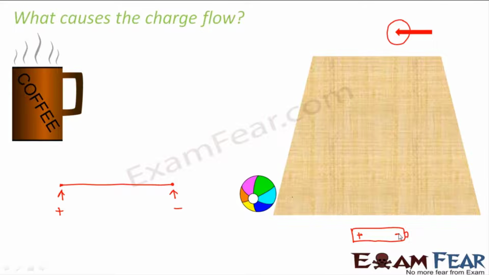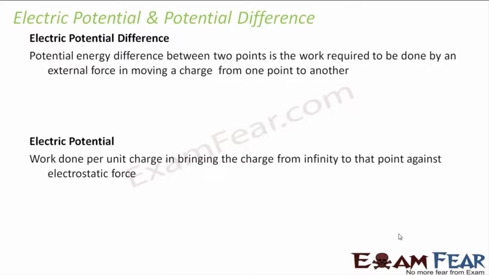Right? So you understand what causes the charge flow? Difference in potential between the two ends of a conductor initiates charge flow. Let us now introduce electric potential and potential difference. What do I mean by electric potential difference and electric potential?